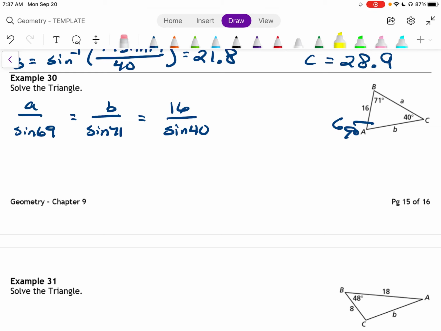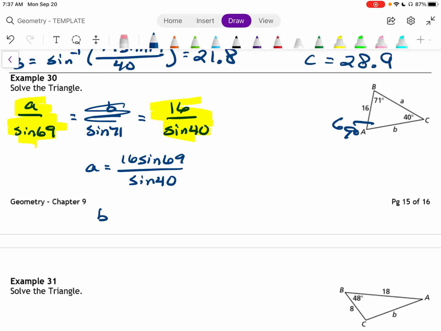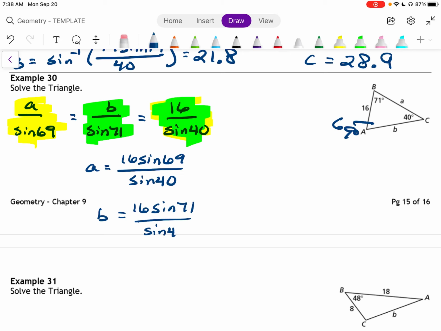Now, I'm going to start off by looking at the first and the last fraction, right? I'm going to ignore that middle one. The first and the last fraction are equal to each other. So I could say, well, A equals 16 sine 69 over sine 40. And before I type that in, I'm going to go ahead and write that down for B as well. For B, I'm looking at this one and this one. To solve it, I would say, well, B equals 16 sine 71 over sine 40.